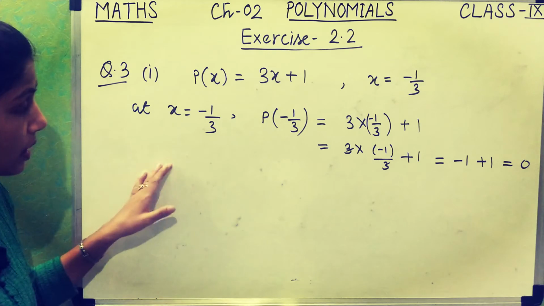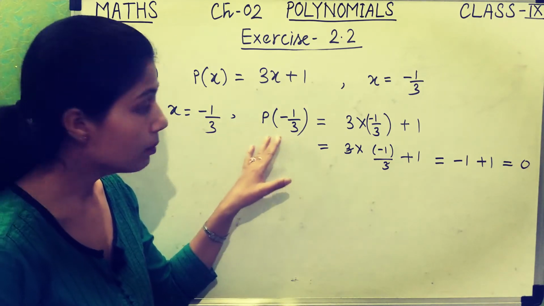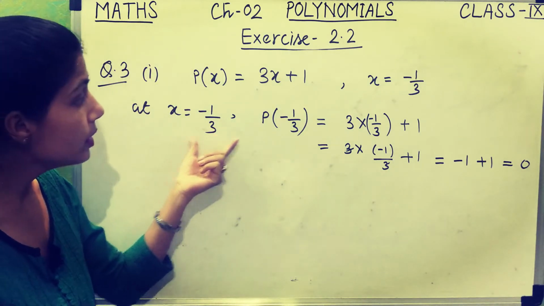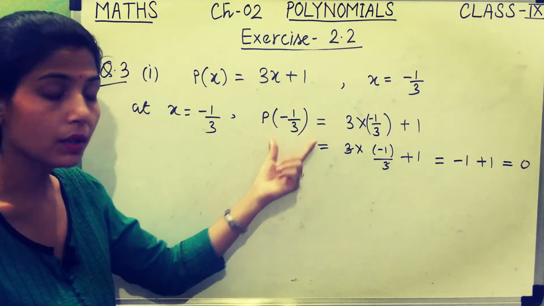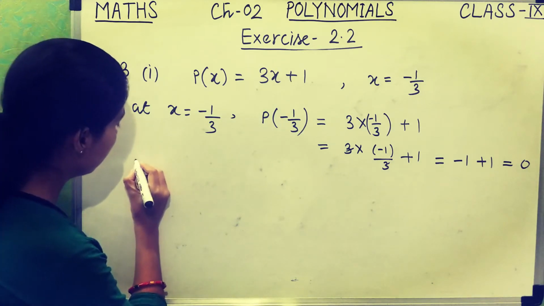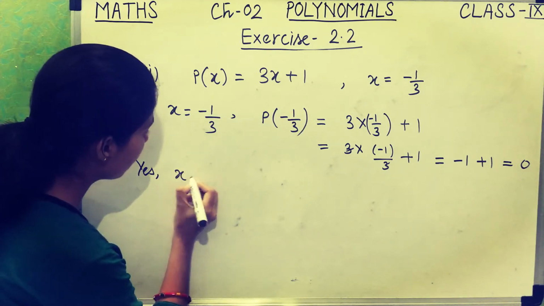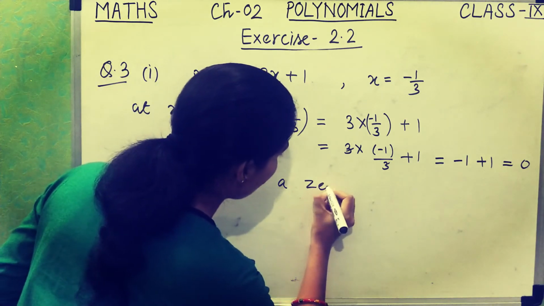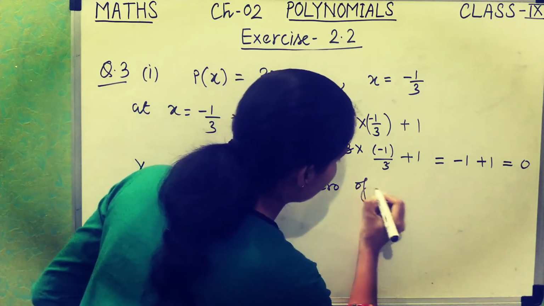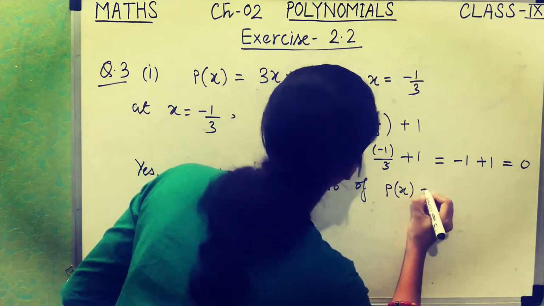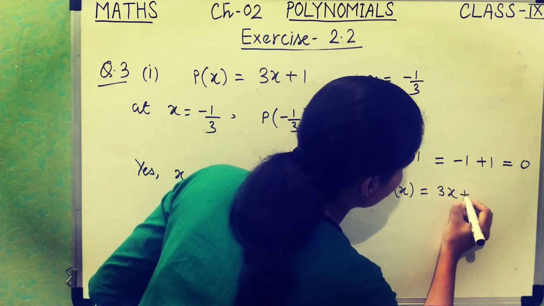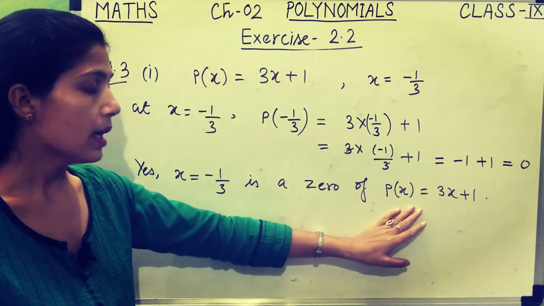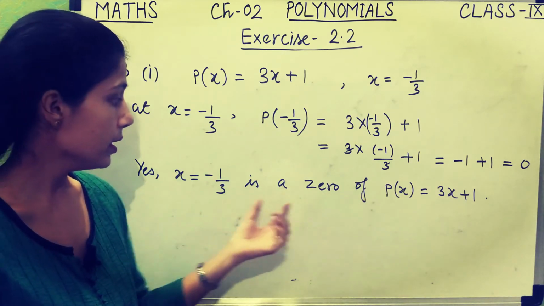Now you can see at x equals minus 1 by 3 the polynomial has value 0. It means this value of the variable is the zero of the given polynomial. So we will write it as, yes, x equals minus 1 by 3 is a zero of p(x), that is 3x plus 1. Okay, why? Because at this value this polynomial has value 0, that is why it's a zero.